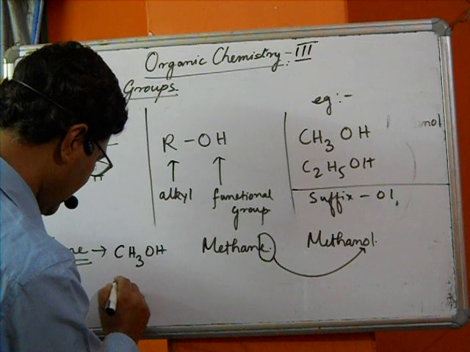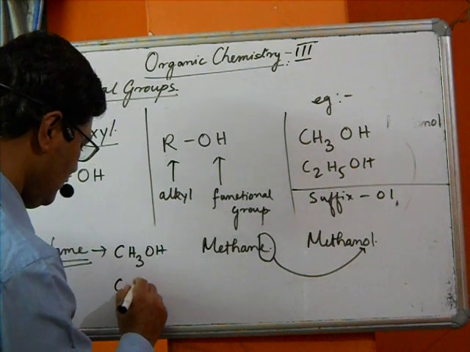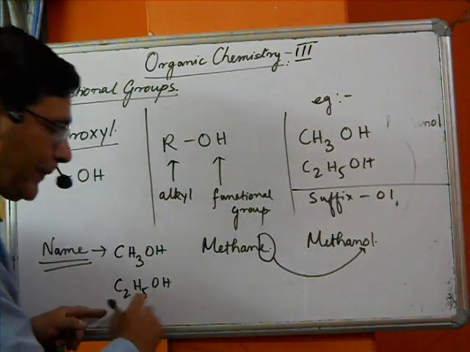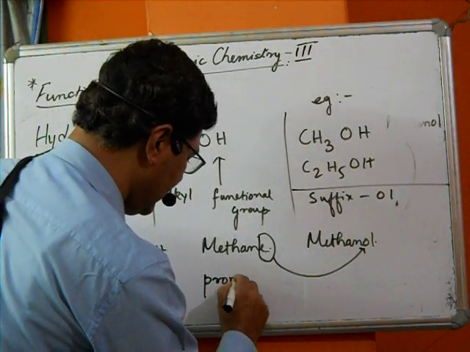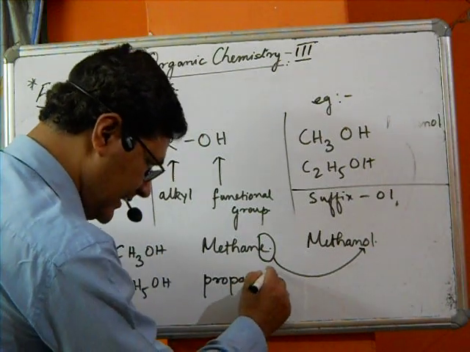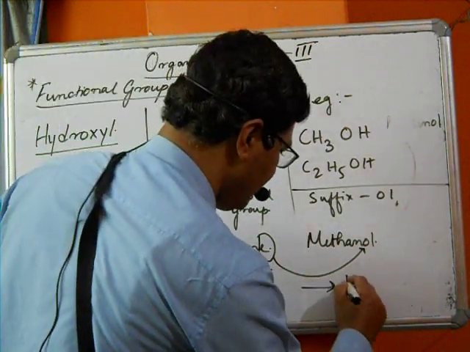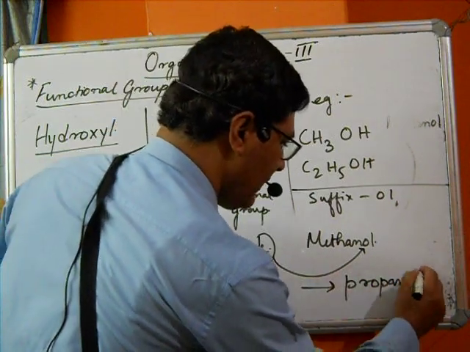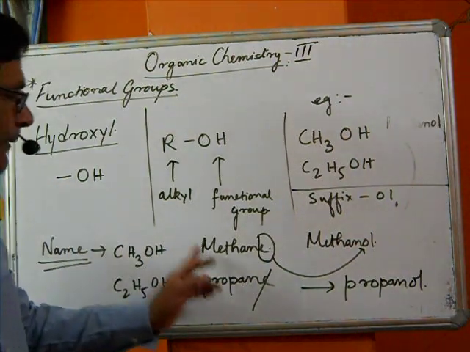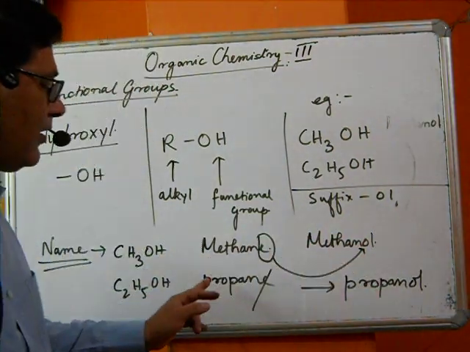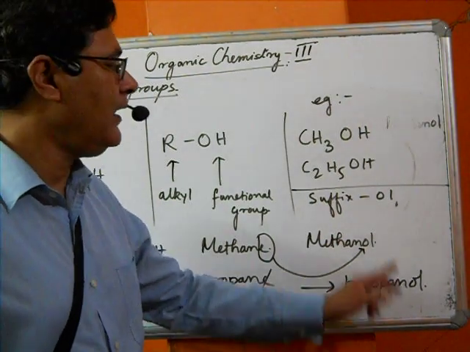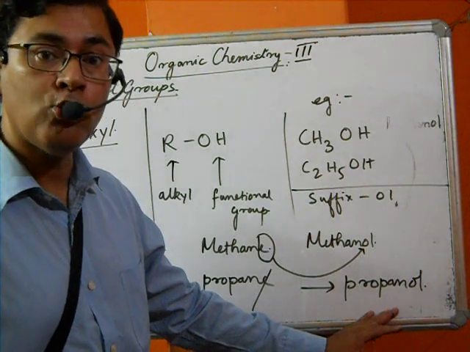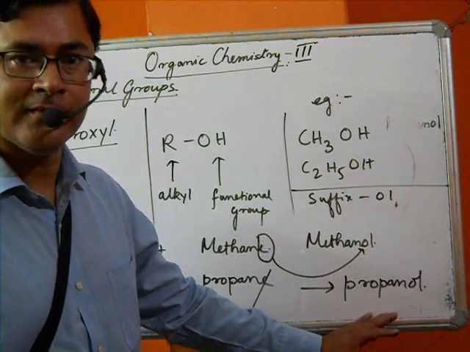Got it? Similarly, if it is C2H5OH, the original molecule was what? Propane. The E is removed and it forms propanol. Alright? From methane comes methanol. From propane comes propanol. That means when hydroxy derivatives are there, they end with -ol, O-L. Clear? Got it?